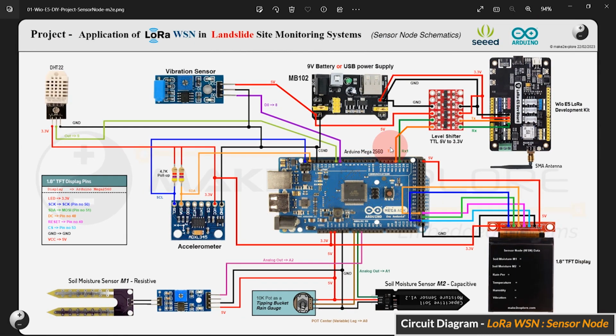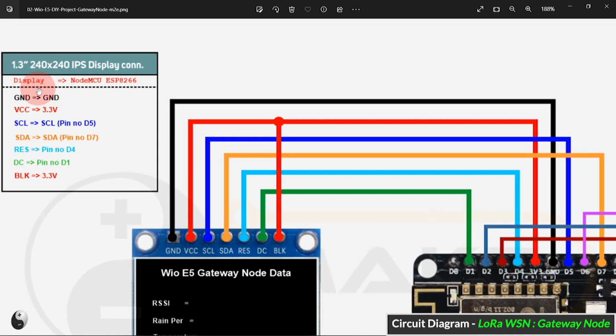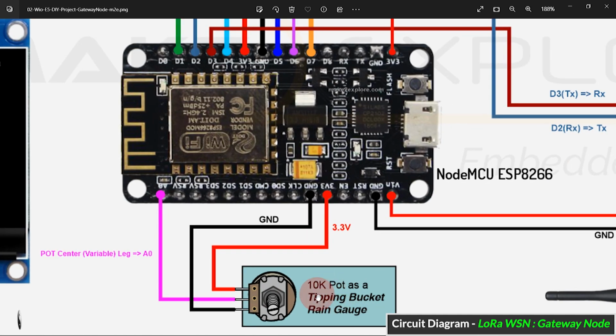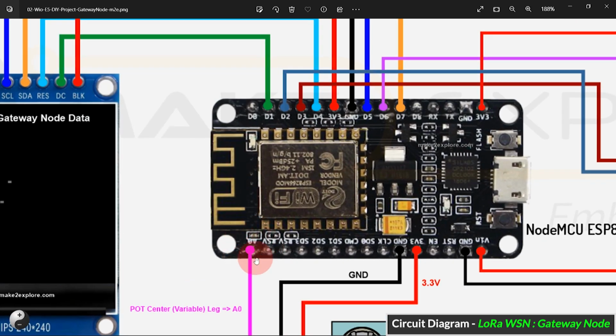Alright, now let's move forward and see the next circuit diagram, which is of the gateway node. In the gateway node, ESP8266 is connected to this 1.3-inch IPS display with the I2C interface. All display pin connections are given in this table. This potentiometer, posing as the tipping bucket rain sensor, is connected to ADC0, that is the A0 pin.